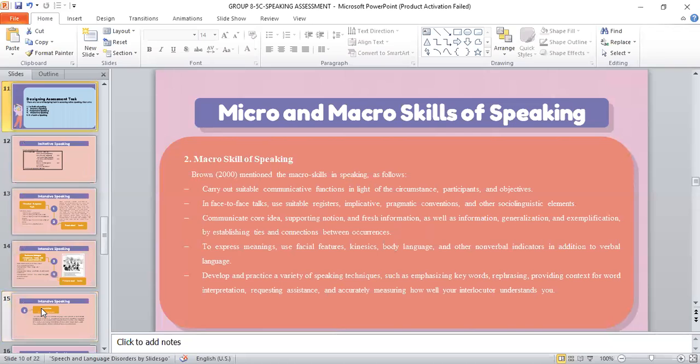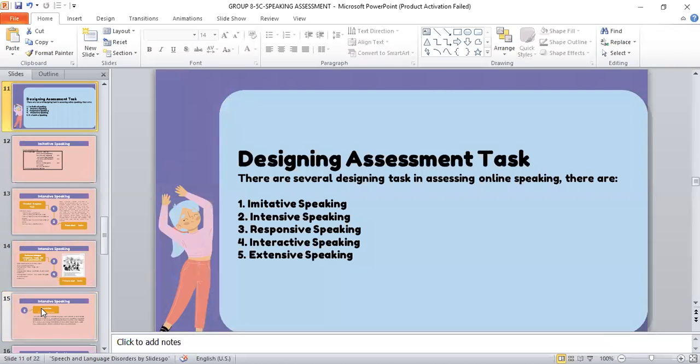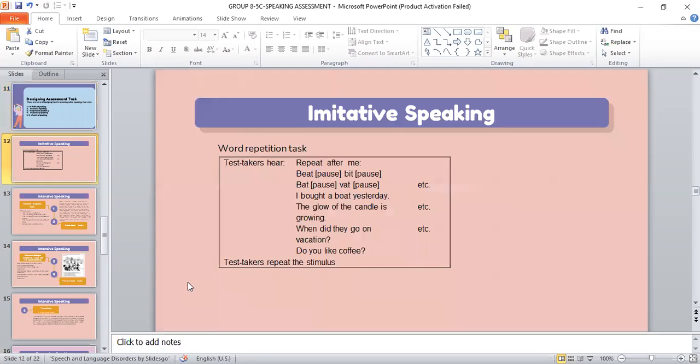Moving on to the next slide is designing the assessment tasks. These are the several design tasks in assessing online speaking. There are one, imitative speaking, two, intensive speaking, three, responsive speaking, four, interactive speaking, and five, extensive speaking. All right, these parts will be explained by Ms. Saptorini. Go ahead, Ms. Saptorini, time is yours.